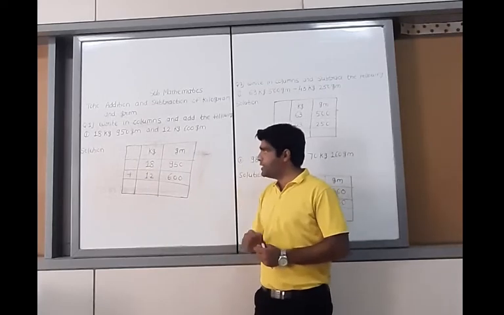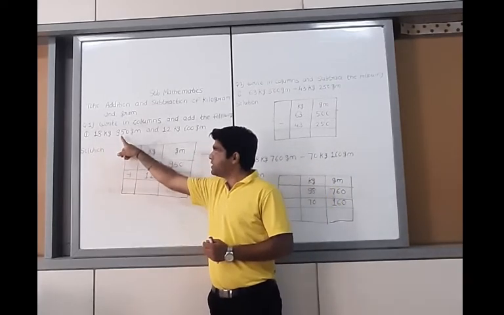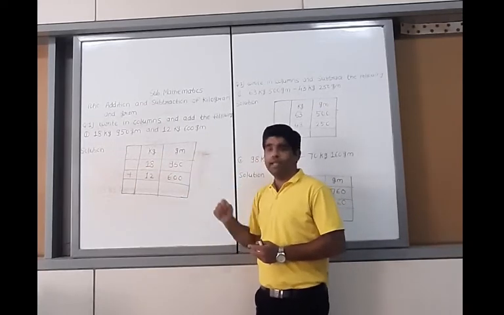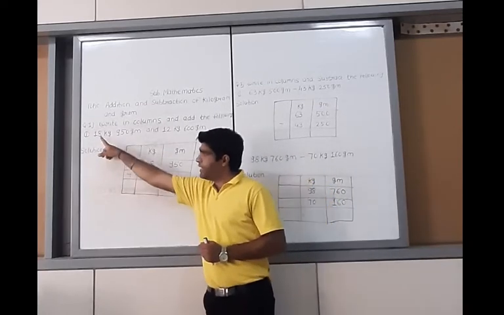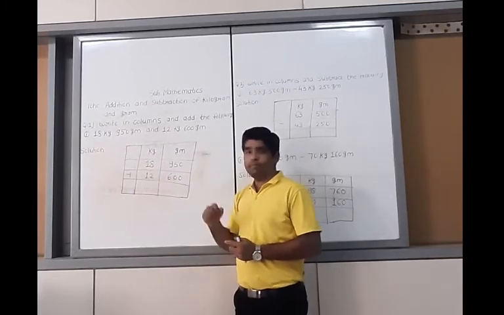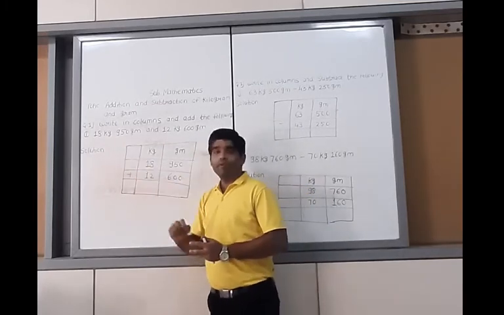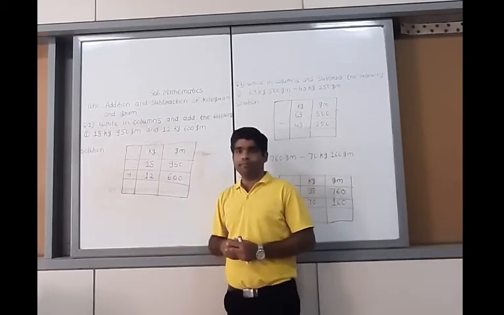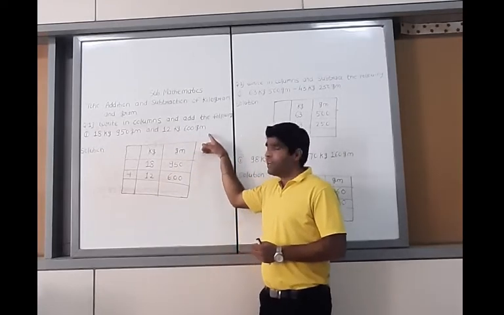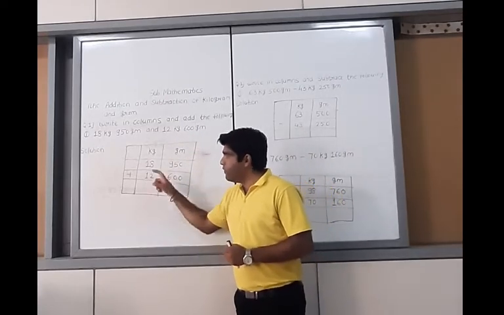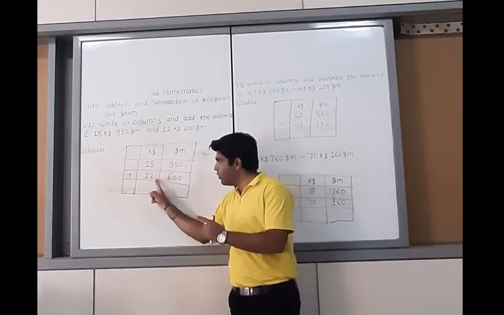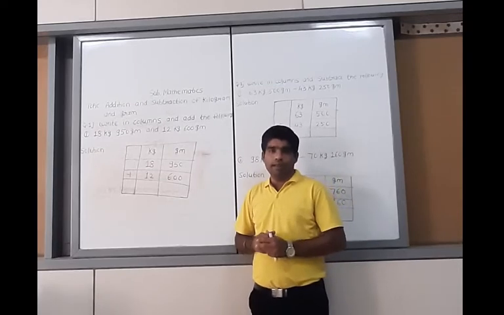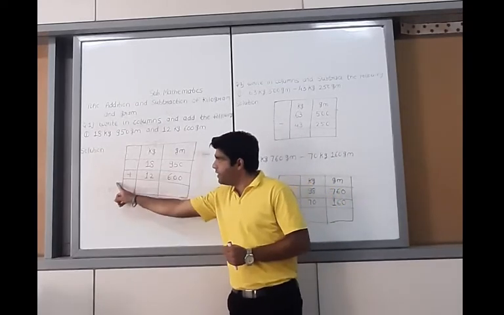Your question is 18 kg and 950 gram. Here will be 18, which we write under kilogram, and 950 we write in the form of gram. The next one is 12 kg 600 gram. 12 we write in the form of kilogram, and 600 we write in the form of gram. And next we have to add.